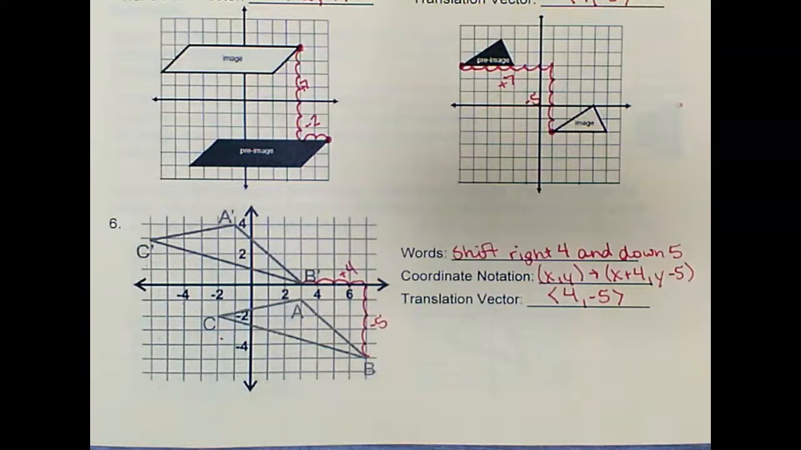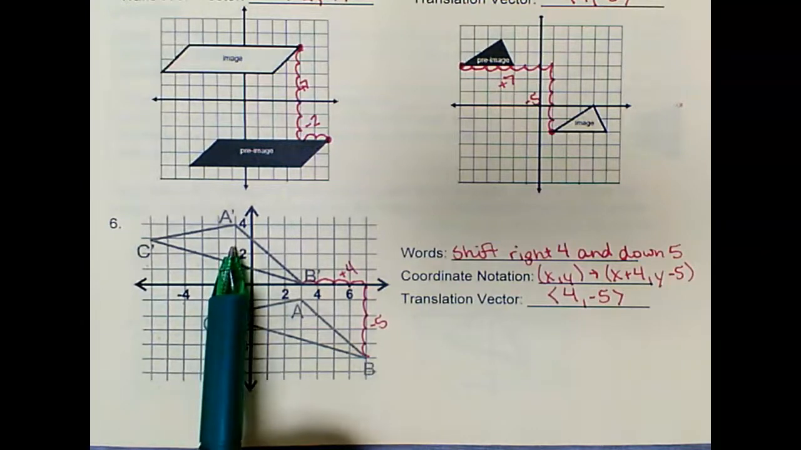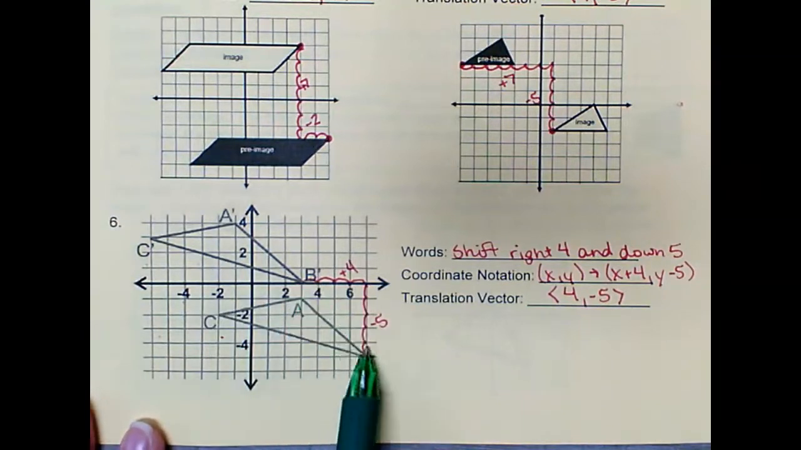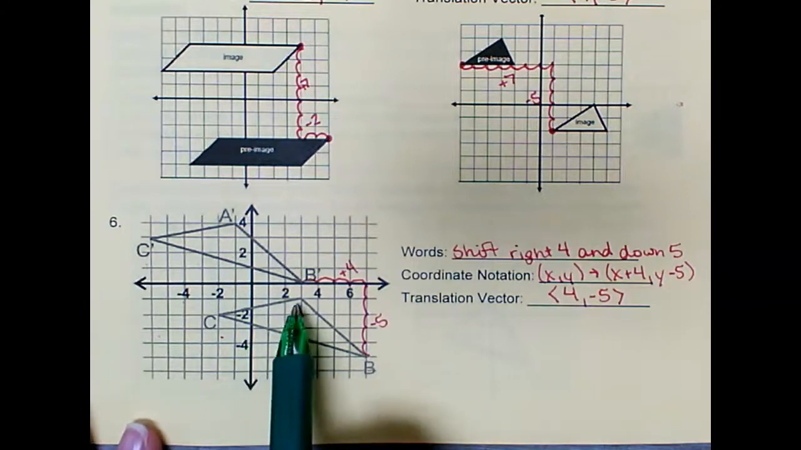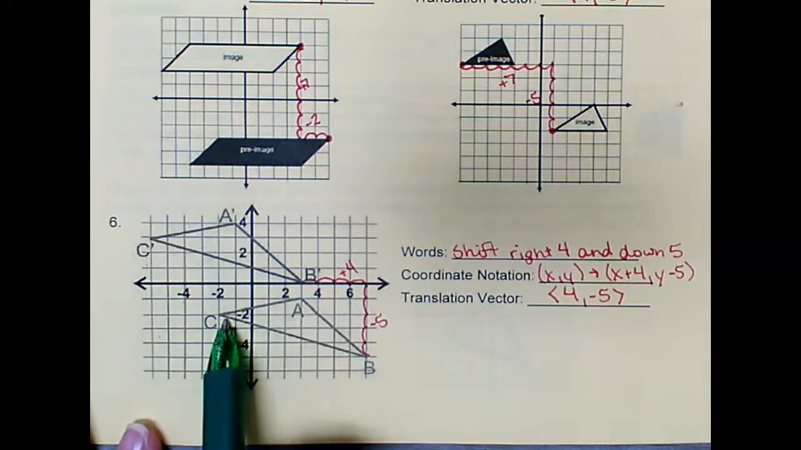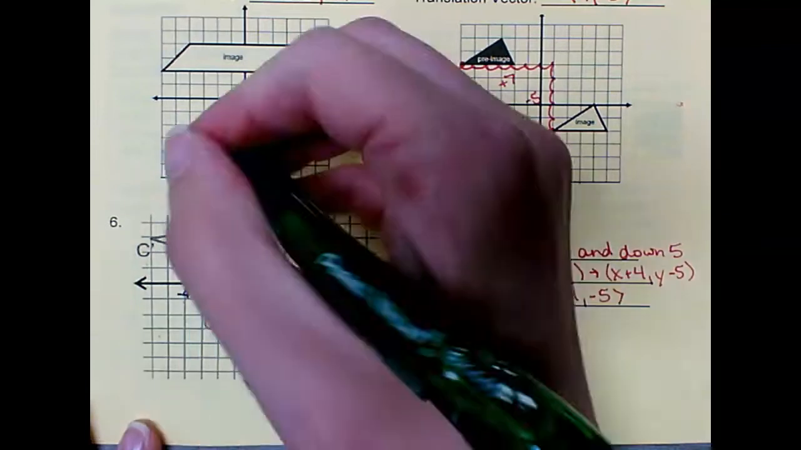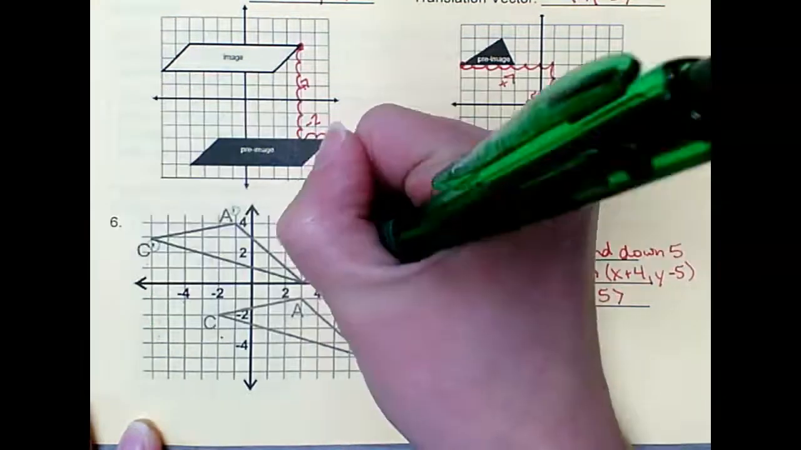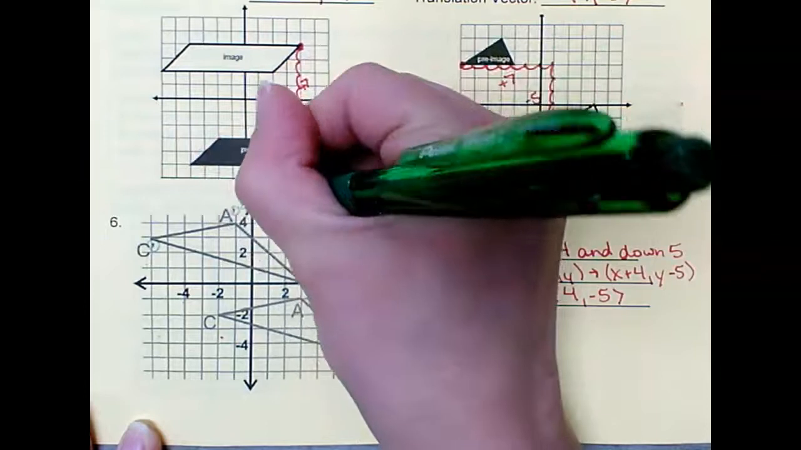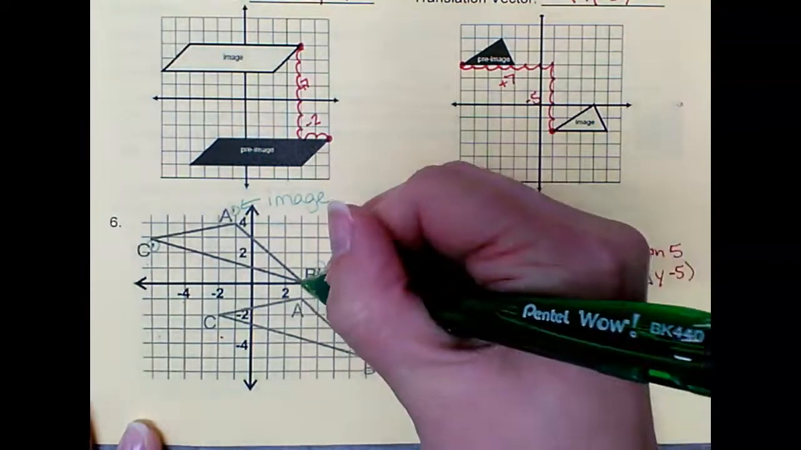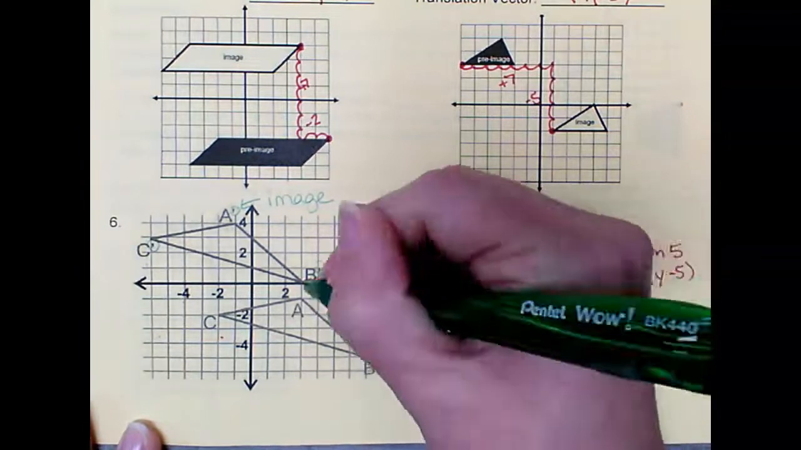I identified the pre-image as this one, and this is where I started. I started from B prime and I moved to B, but that is not the way that we should work. So your pre-image is the original triangle A, B, C, but your image is A prime, B prime, C prime. Remember that the primes, here, here, and here, that means that it's the image, the after. So I should not have gone from B prime to B. I should have gone from B to B prime.